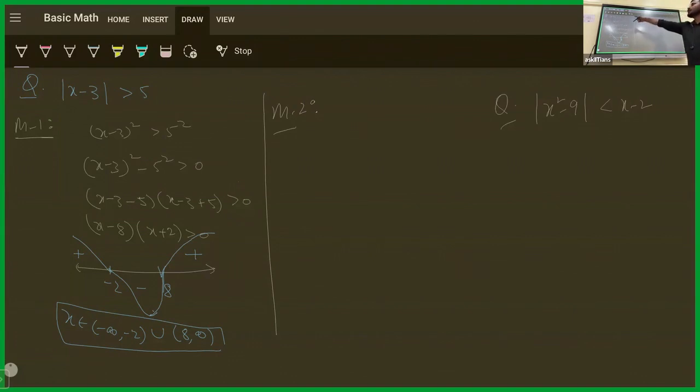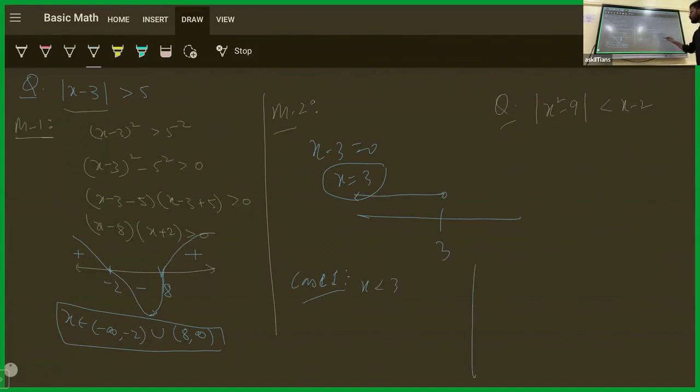Method number 2, quickly see. Modulus of x minus 3, the critical point will be... For the critical point we just see this term inside the modulus, so x minus 3 should be 0. It means x equals 3 is the critical point. Now once we have the critical point, number line, 3 here, right? Now there will be two intervals. Case 1, when x is less than 3, like this, right? Case 2 will be x is greater than or equal to 3. We have to include equal in any one of the cases.